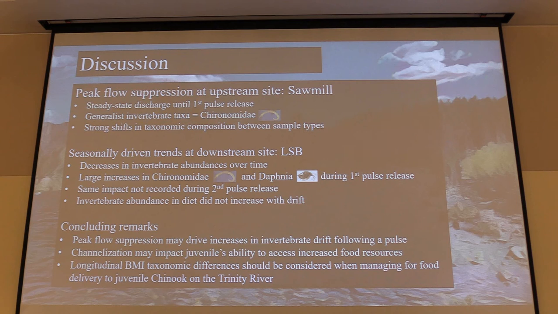And this all may have some management implications, where peak flow suppression may drive increases in invertebrate drift following a pulse. However, that may be limited as more pulses are used after the first pulse. Channelization may impact a juvenile's ability to access that increased food availability, as we observed at our downstream site, Sawmill. And if you're a manager, you may want to account for those longitudinal taxonomic differences when you're considering trying to increase food concentrations for juveniles and increase your capacity.